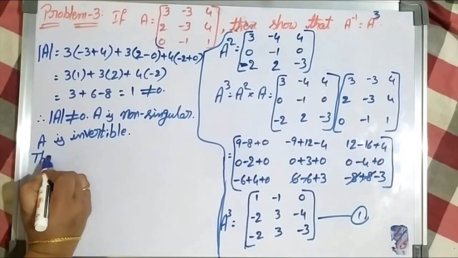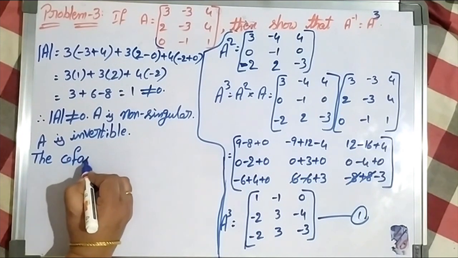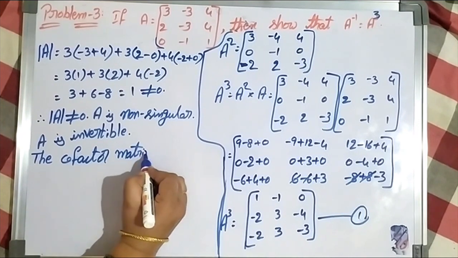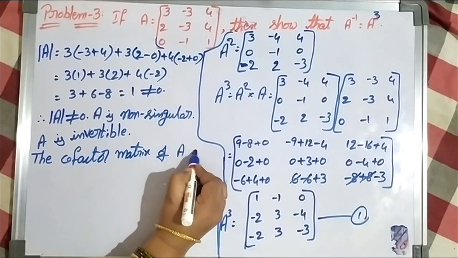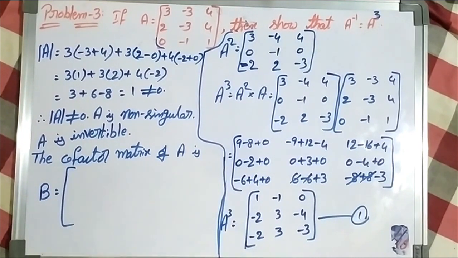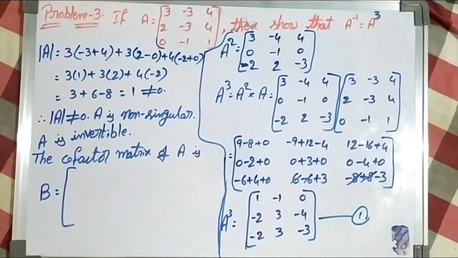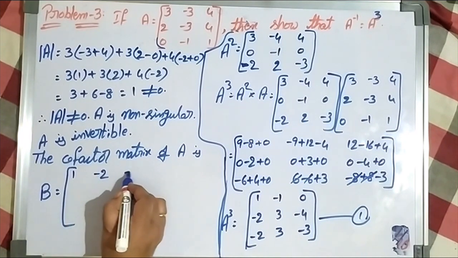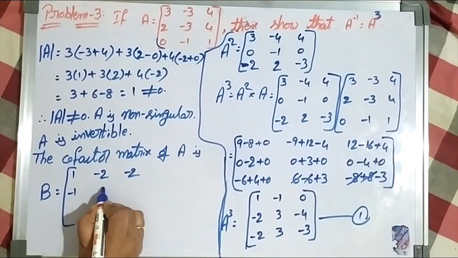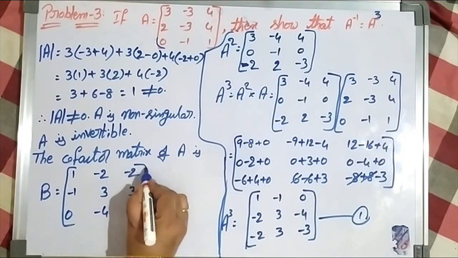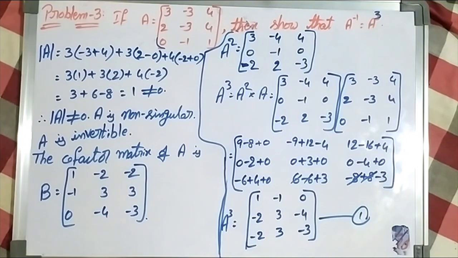Then the cofactor matrix of A, let it be B, that is equal to the cofactor matrix of A. Then by calculating the cofactor matrix, the matrix B is 1, minus 2, minus 2, minus 1, 3, 3, 0, minus 4, minus 3. This is the cofactor matrix of the given matrix.